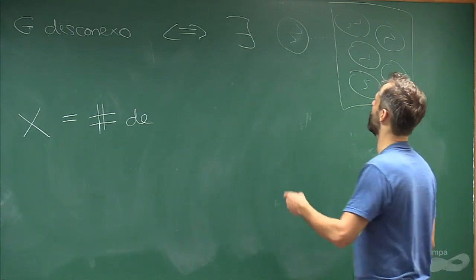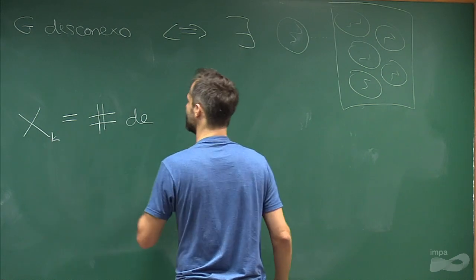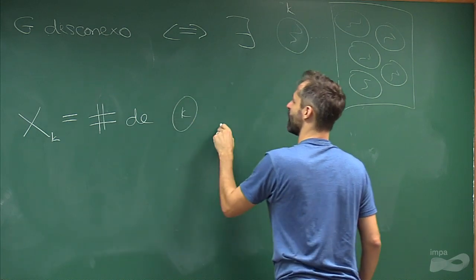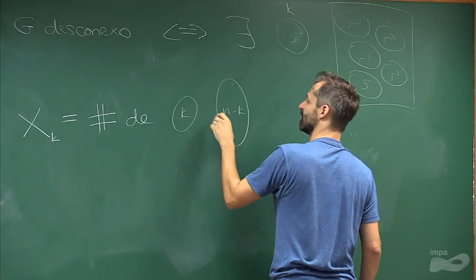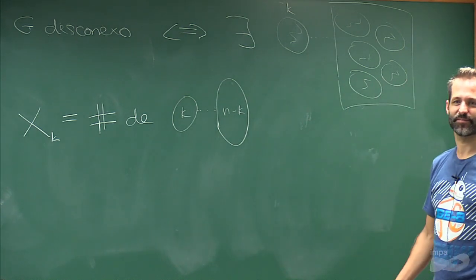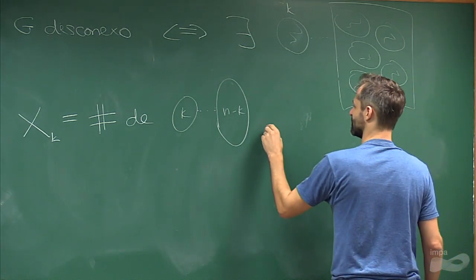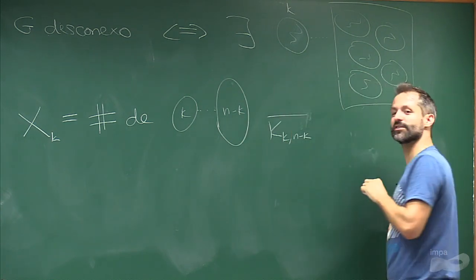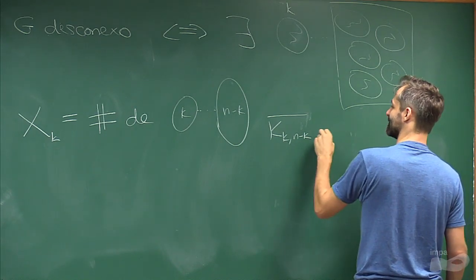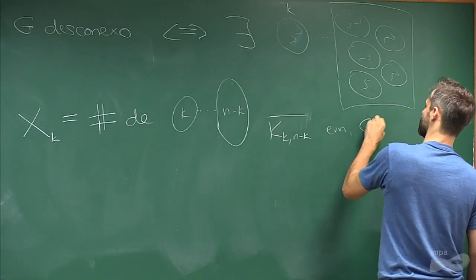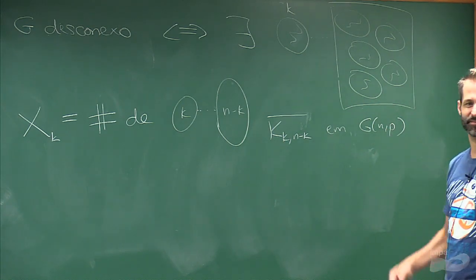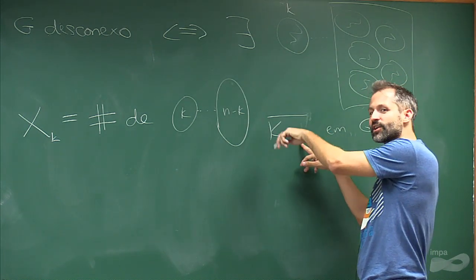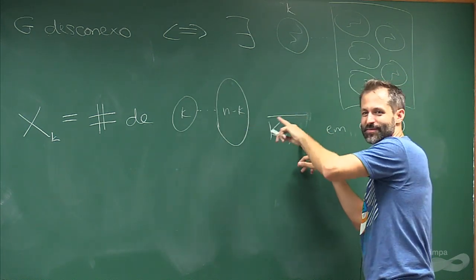So the number of, maybe I'll call it xk. K is here. Number of pairs, k, n minus k, with no edges in between. So if you like, K_{k,n-k} in the complement. Does it make sense? This is this complete bipartite graph in the complement.